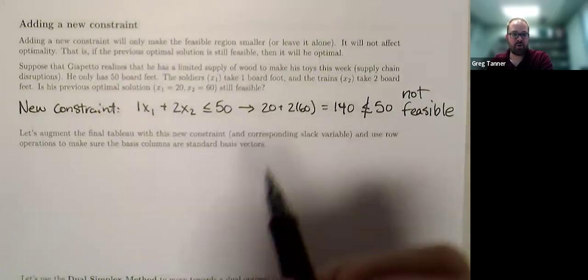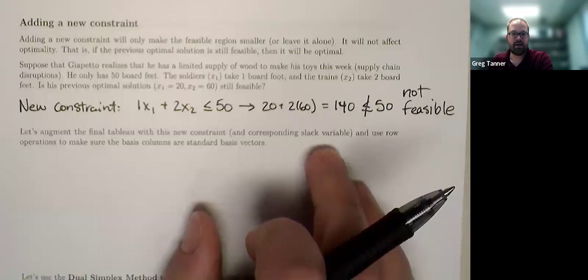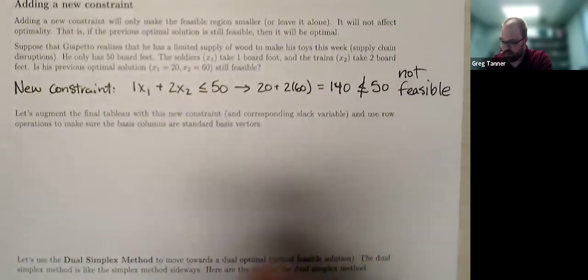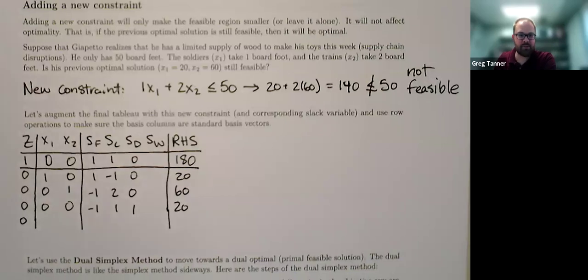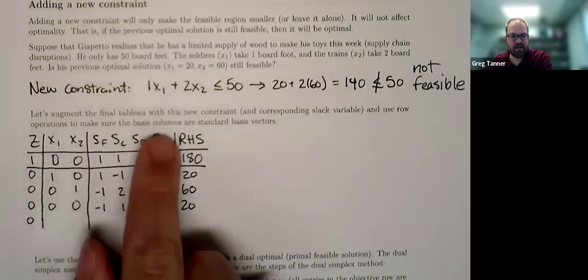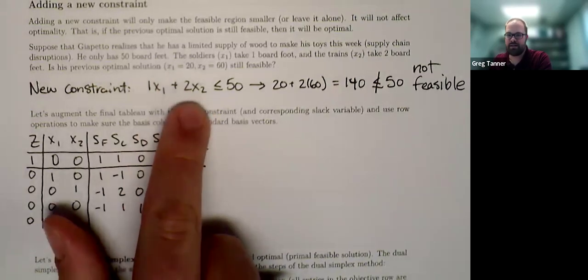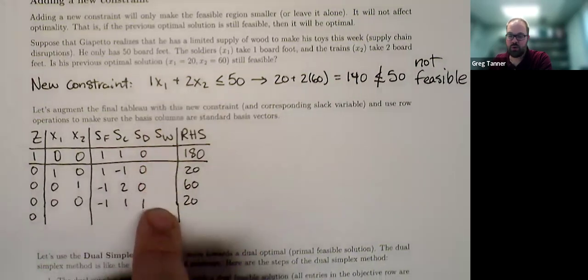Okay, so let's go ahead and add the new constraint into our Tableau. Okay, so I'll go ahead and copy it down. I'll pause the video. You copy. Okay, I've copied down the old Tableau. But what you'll notice is I add an extra column here, slack for wood. We added a new constraint dealing with the amount of wood available. And so I added a new slack variable that I'll need for that constraint.